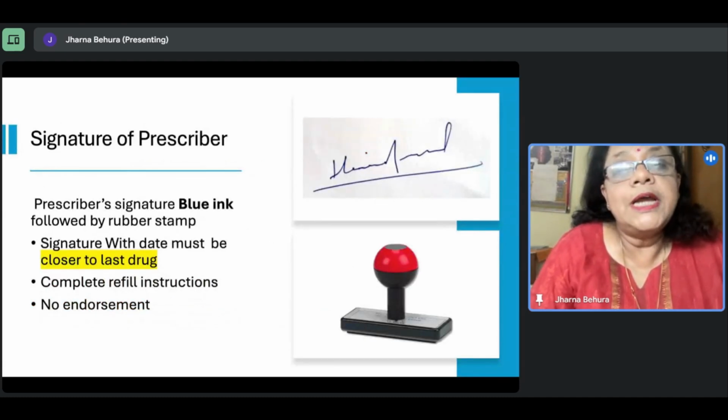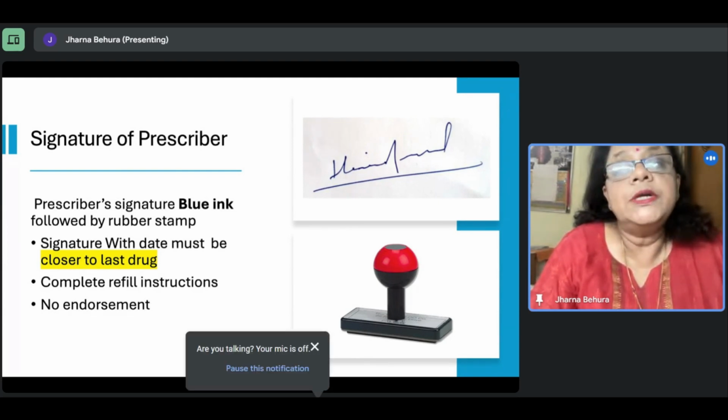Signature of the prescriber. The prescriber's signature should be in blue ink followed by a rubber stamp. Signature with date must be close to the last drug. No space should be left between the last drug and the signature so that it cannot be manipulated later. There should be complete refill instructions and no endorsement.